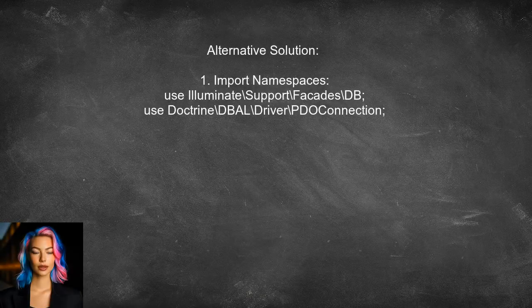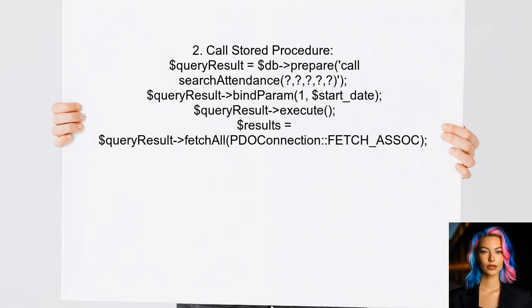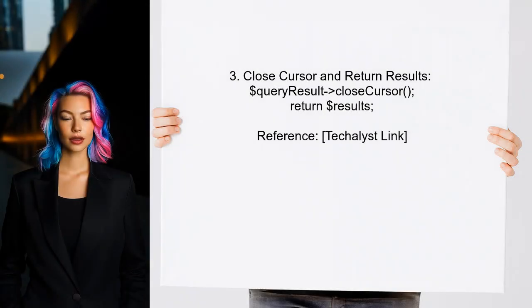This user suggests that you cannot call a stored procedure directly with Eloquent. Instead, they recommend using the query builder approach. First, import the necessary namespaces at the top of your controller file. Next, you can call the stored procedure using a prepared statement. Bind your parameters and execute the query to fetch the results. Finally, remember to close the cursor and return the results. For more details, you can check the reference link provided.